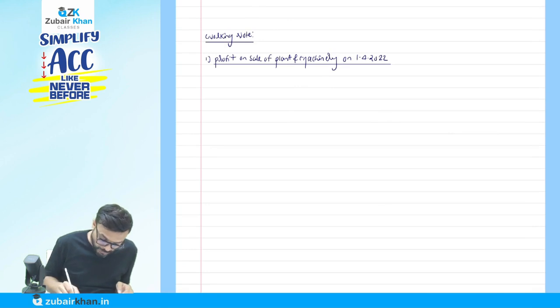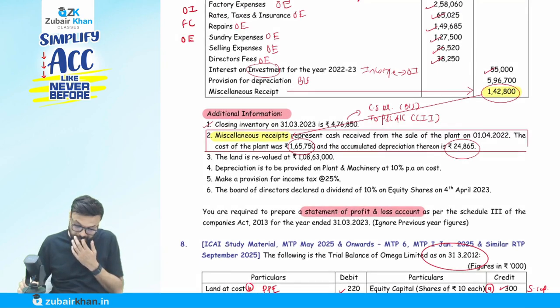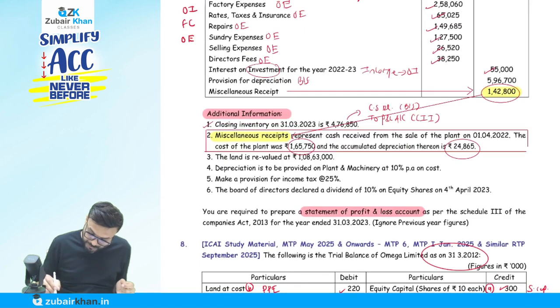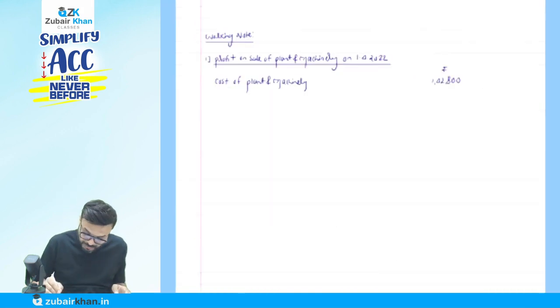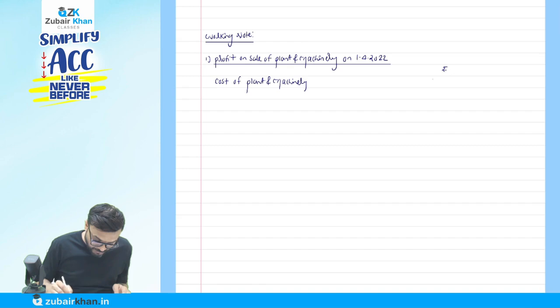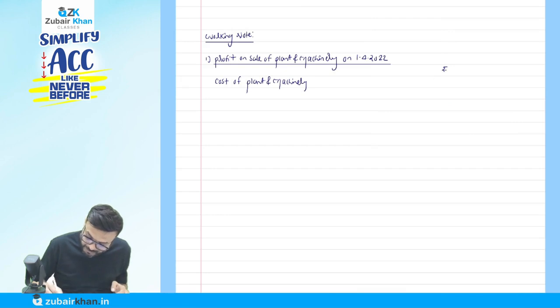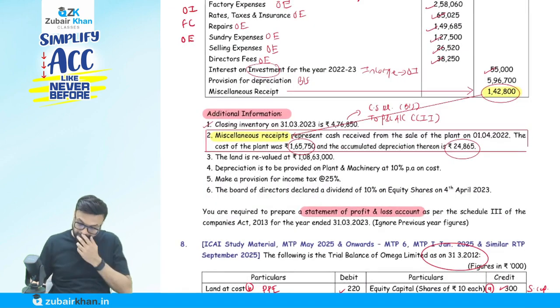Now write down there what the cost of the plant and machinery that they sold. Cost of plant and machinery. How much is it? Cost of plant and machinery is mentioned as 142,800. Sorry, the cost is not 142,800. The cost is 165,750. That 142,800 is the sale value. Do the correction there now. Cost is 165,750. Okay.